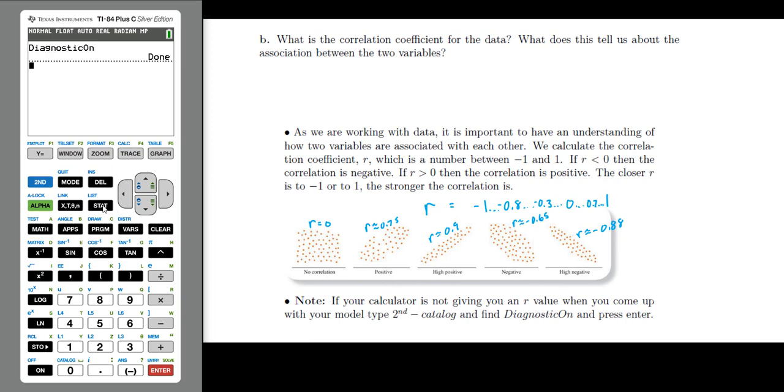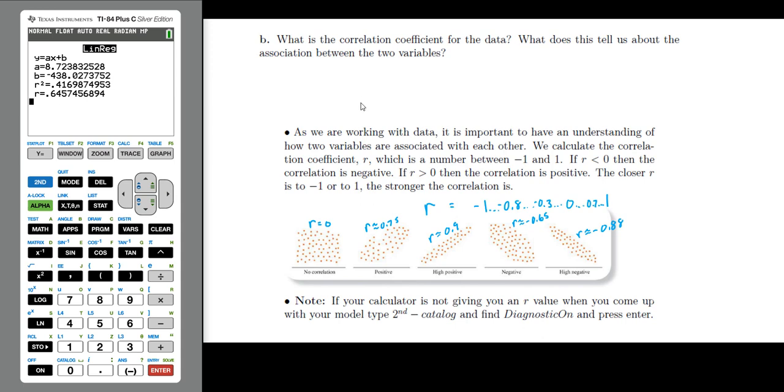So if I go back and do the same steps to get my equation, so I go to Calc, Linear Regression, L1, L2, and I store my equation in Y1, and I hit calculate. Now it doesn't just give me the equation, it also gives me this thing called R squared and then the R. The R squared is important in data analysis, but we're not going to worry about it. The R value is the one we're talking about here.